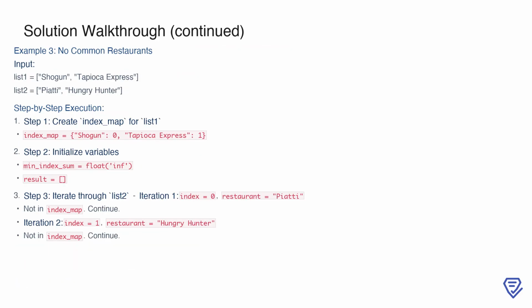In this example, the two lists do not have any restaurants in common. Following the same approach, we start by creating the index_map for list 1. This time, Shogun is at index 0 and Tapioca Express is at index 1, so our index_map reflects these mappings. We then initialize min_index_sum to infinity and result to an empty list. With these preparations complete, we begin iterating through list 2 to look for common restaurants.